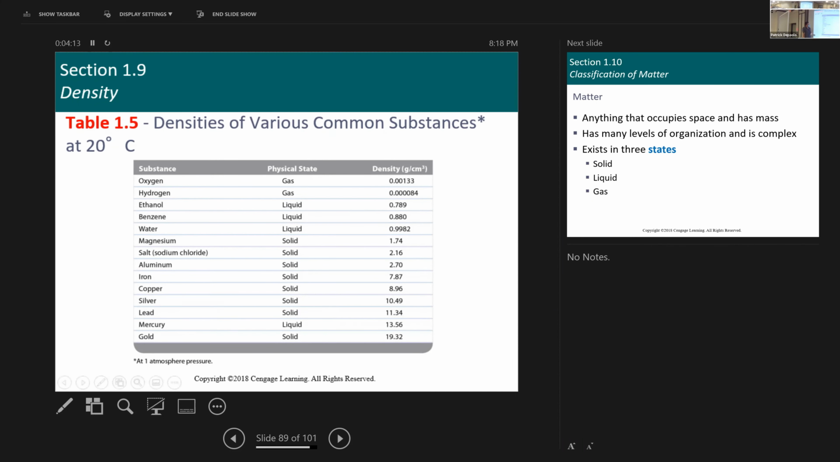So here's some densities of some common things. So we have oxygen, hydrogen, and a bunch of stuff. So the most dense things are going to be metals. The metals are very dense, obviously, right? Does anybody know the most dense metal in the periodic table? No? I think it's tungsten. Tungsten. I'm going to double check that.